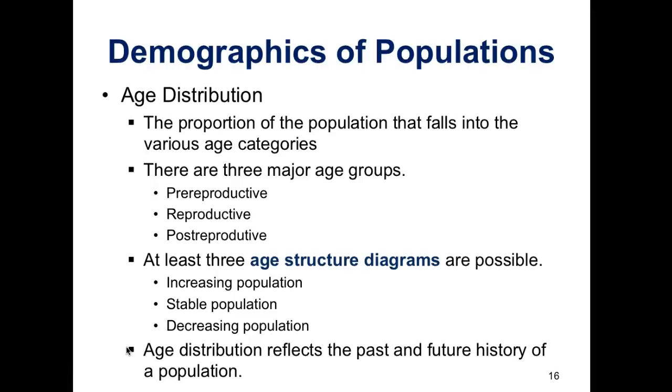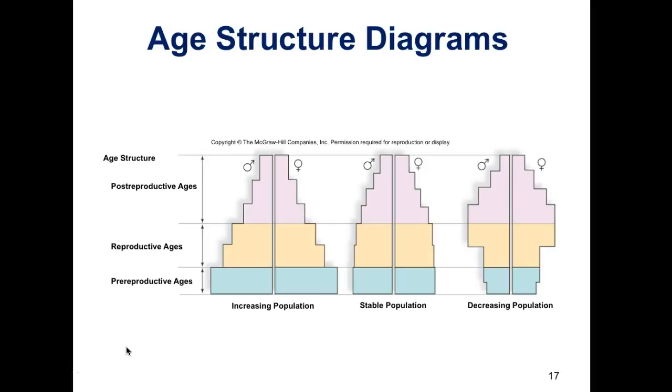And there are three major age groups. When you look at age structure diagrams, you have the pre-reproductive stage, the reproductive stage, and the post-reproductive stage. At least three age structure diagrams are possible. You have those that show an increasing population. An age structure diagram could also indicate a stable population or one that is decreasing in size. Age distribution reflects the past and future history of populations themselves.